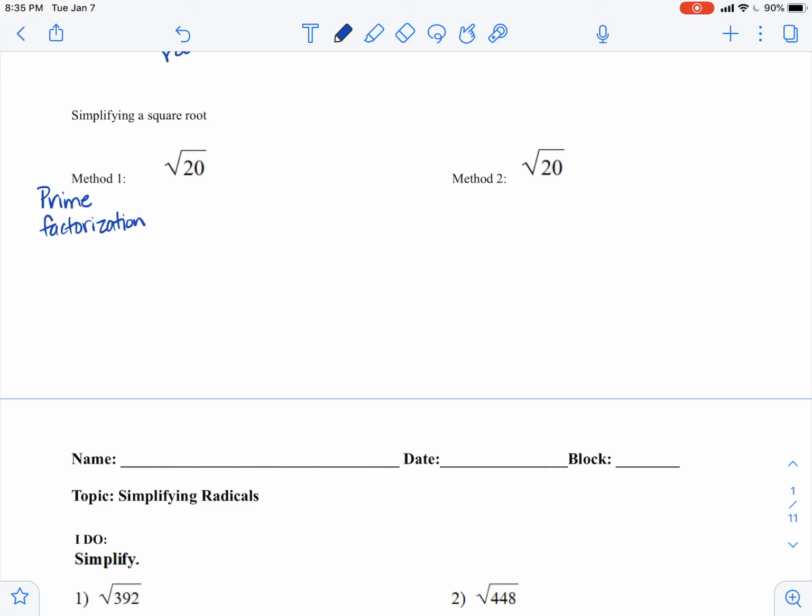So the first method is what we call the prime factorization. If you think back from when you were in grade school, that factor tree that you do, that's what we're talking about. So if I take 20 and I just say, what two numbers multiplied together will give me 20? What are two factors of 20? I'm just going to do 2 and 10, which is fine. And then if I look at 10, it is 2 and 5.